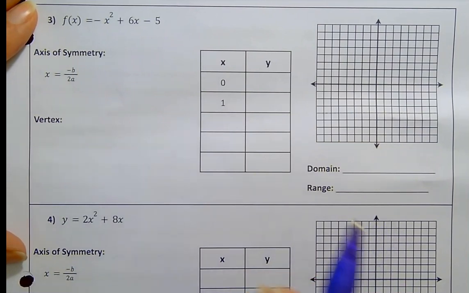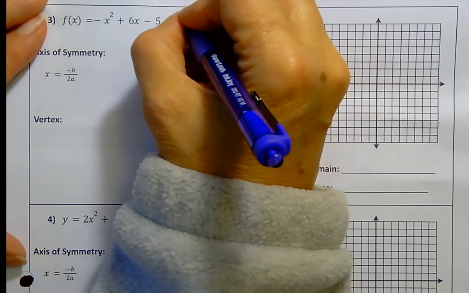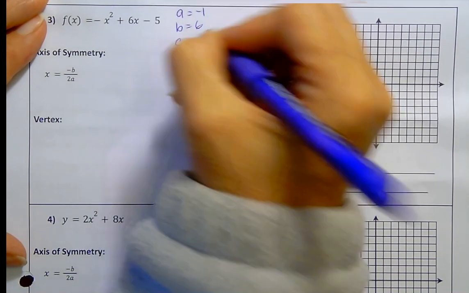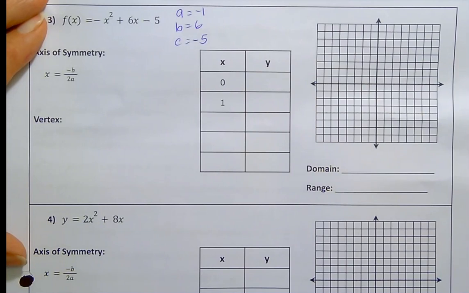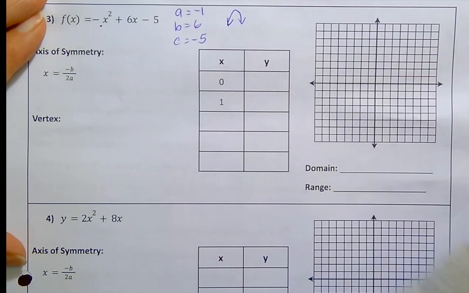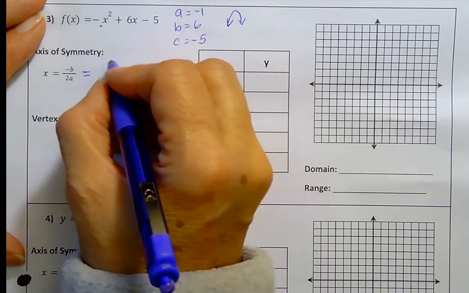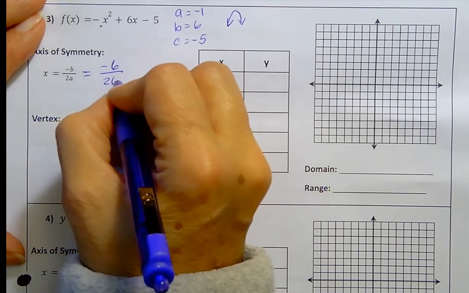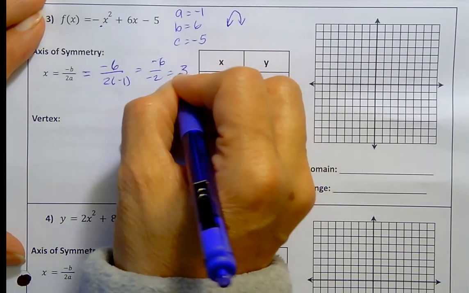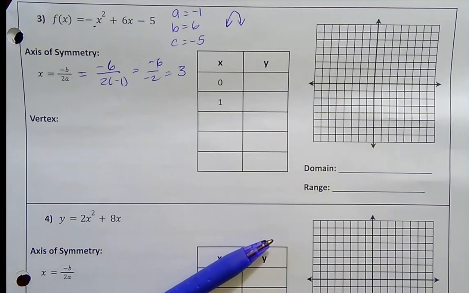parabola. All right, here I have f of x equals negative x squared plus 6x minus 5. So I know a equals negative 1, b equals 6, c equals negative 5. Okay, so it's negative 1, so I'm going to expect it to open downward, right? That's what I'm anticipating because my a value is negative. My axis of symmetry, x equals negative b over 2a, so that's going to be negative 6 over 2 times negative 1, because a is negative 1. Negative 6 over negative 2 is 3. My axis of symmetry is at x equals 3.